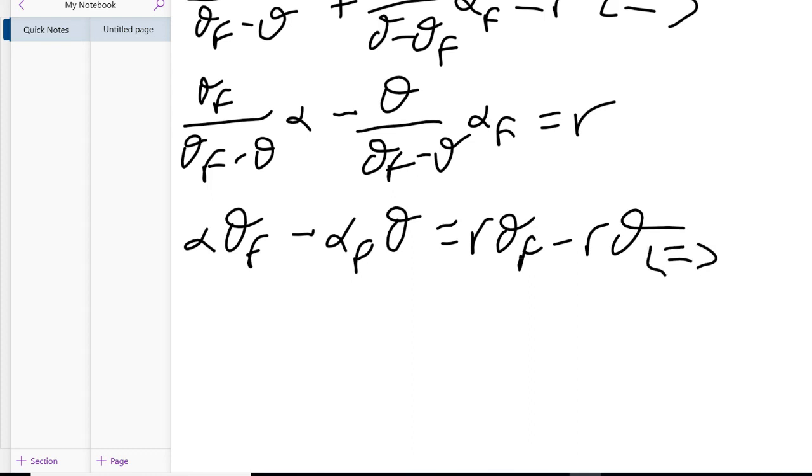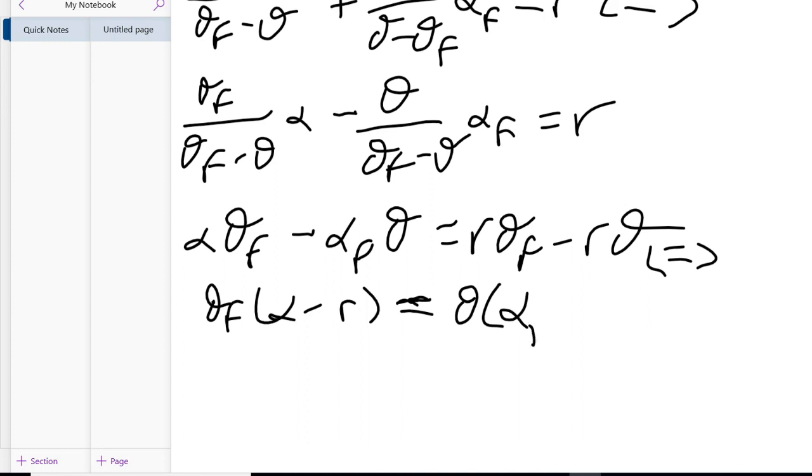So from there, let's gather the like terms. So you would have sigma F times alpha minus R equal to, yep, same idea over here, you would have sigma times alpha underscore f minus r.